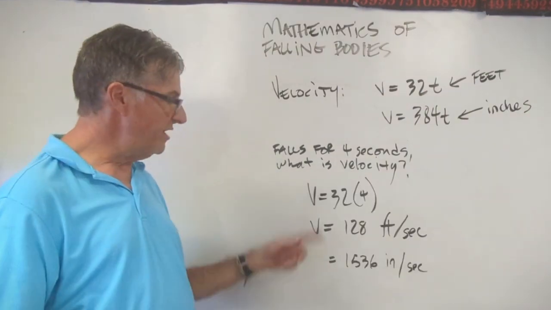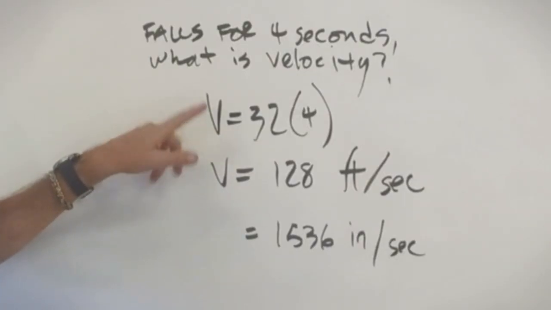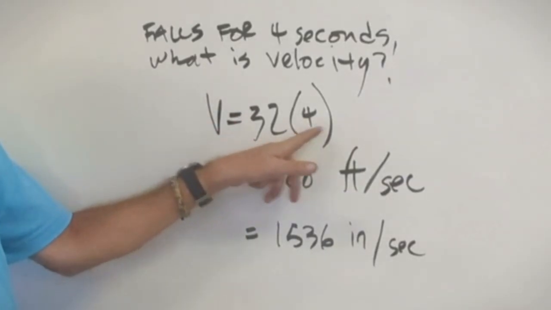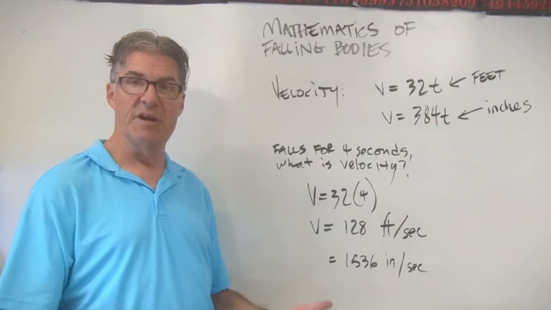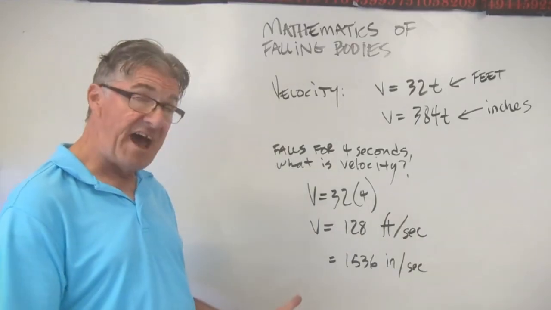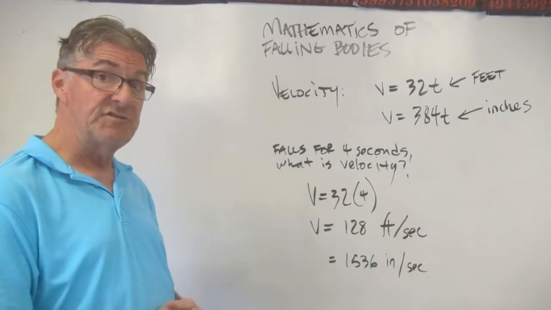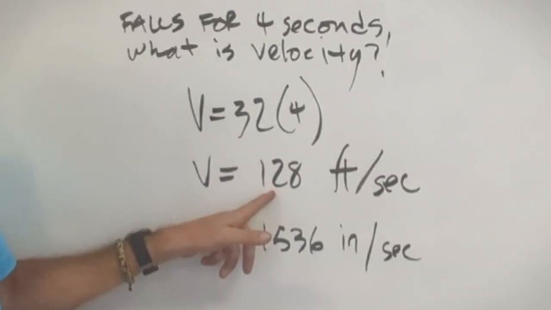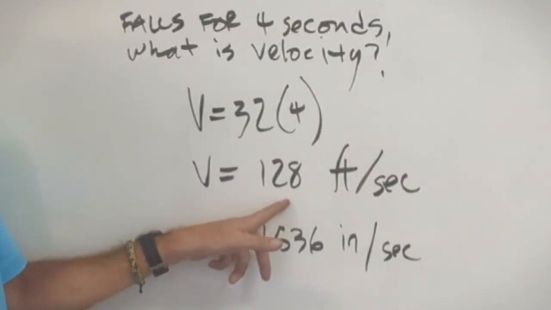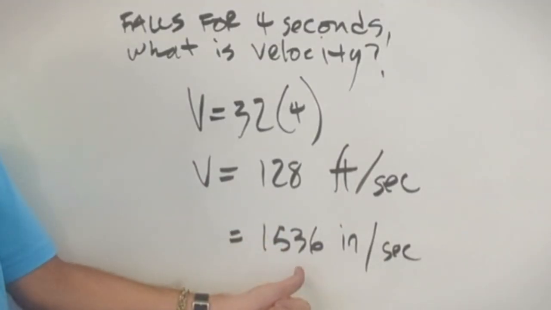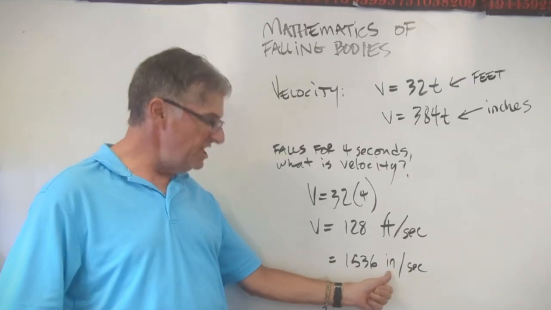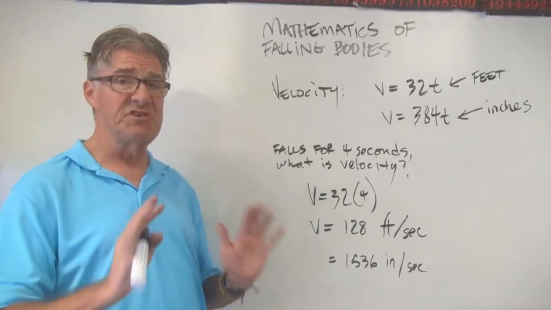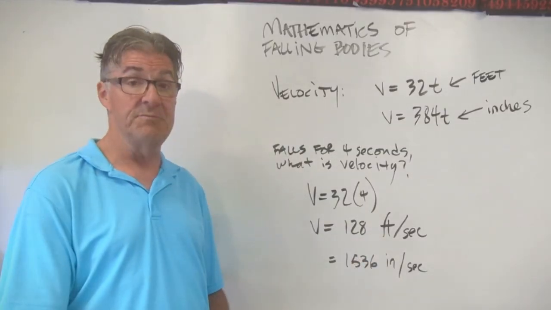Okay, here's my straight up plug-in step, my velocity equation. Velocity is 32 times the time in seconds. So I put 4 in there, did my math, and I got 128 feet per second. So that's how fast the object is falling after 4 seconds. And if I was prompted to do it in inches, I could do my conversion now by multiplying by 12, because there's 12 inches in every foot, and get 1536 inches per second. But for velocity, inches per second is almost never used. You want to stay in feet per second.